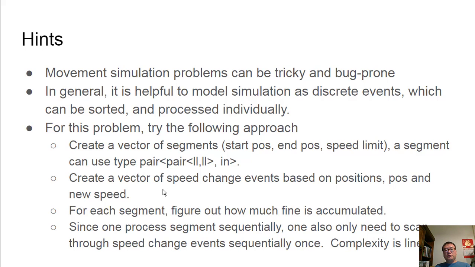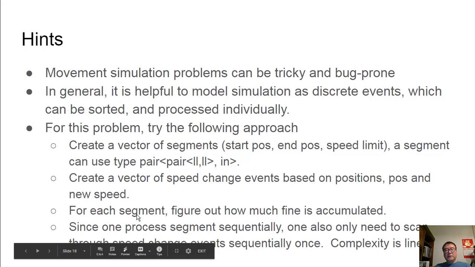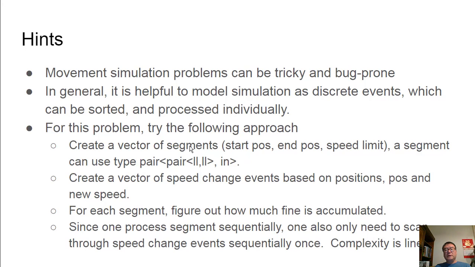Once you have these two vectors of events sorted, you just need to scan through both of them to figure out the total fine. I find it conceptually easier to think about, for each segment, how much fine is accumulated. So you need to figure out what speed is traveled during this interval. You need to look at the speed change events and see whether each falls inside this segment or after it, and then figure out the actual speed in this segment.